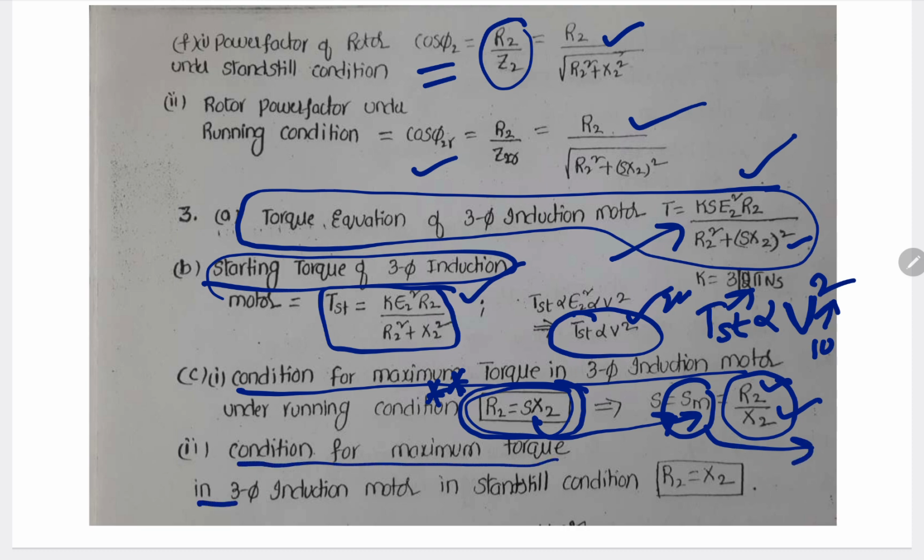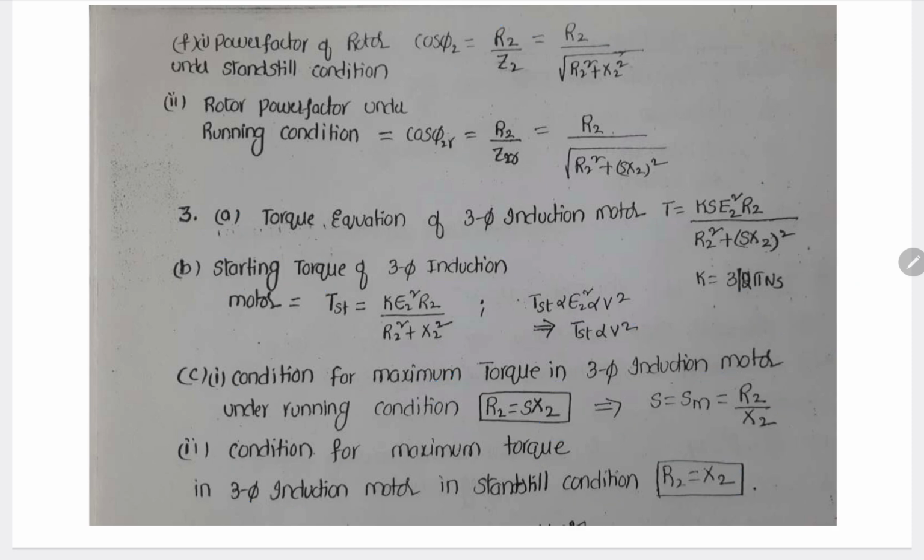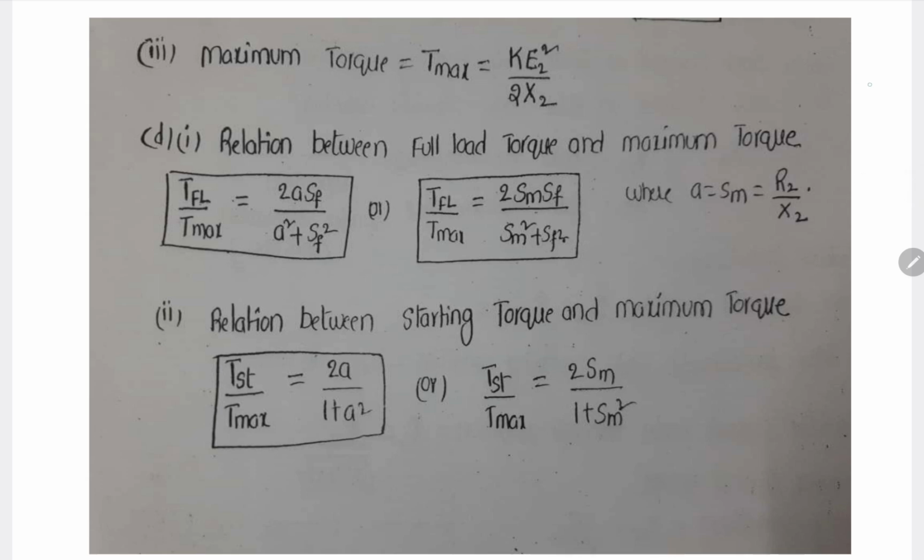Condition for maximum torque in the three-phase induction motor under standstill condition, again S equal to 1, you substitute, R2 is equal to X2. Again, maximum torque formula: K E2 square divided by 2 X2. This we will get by substituting the maximum torque condition R2 is equal to SX2 in the three-phase induction motor torque formula. Then I will get K E2 square by 2 X2. You see, maximum torque developed by the induction motor is independent of the rotor winding resistance. It is not depending upon the rotor winding resistance.